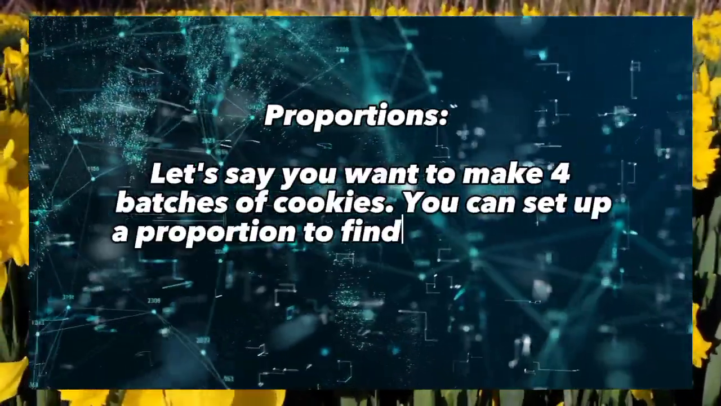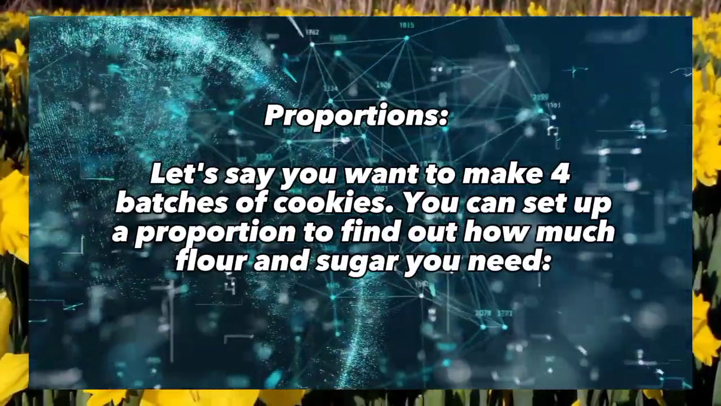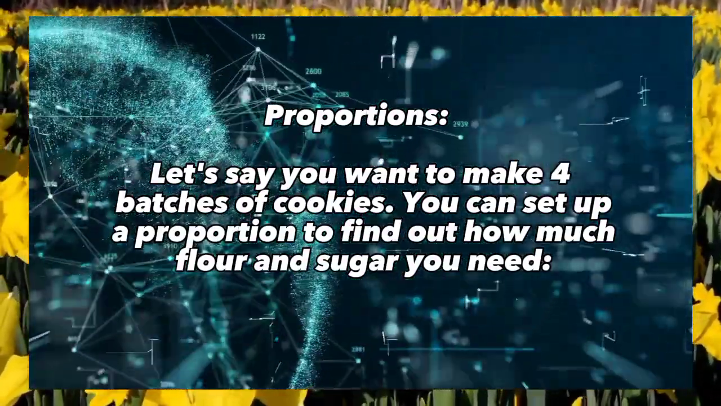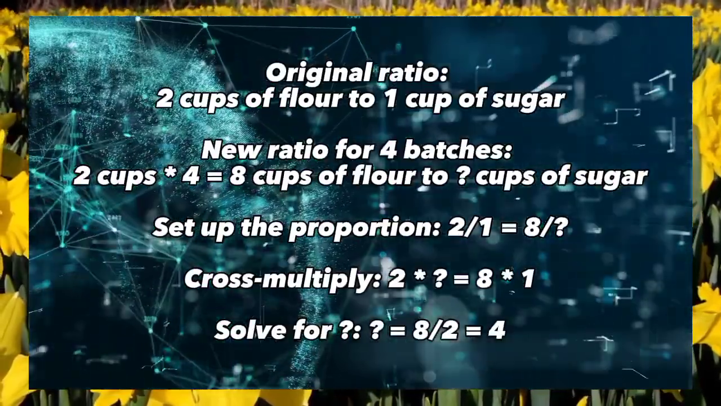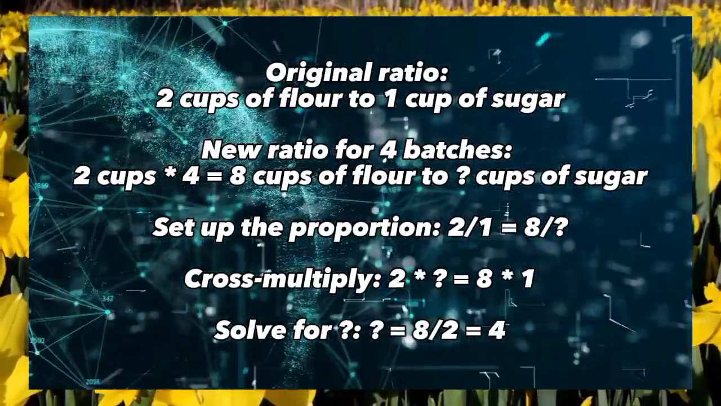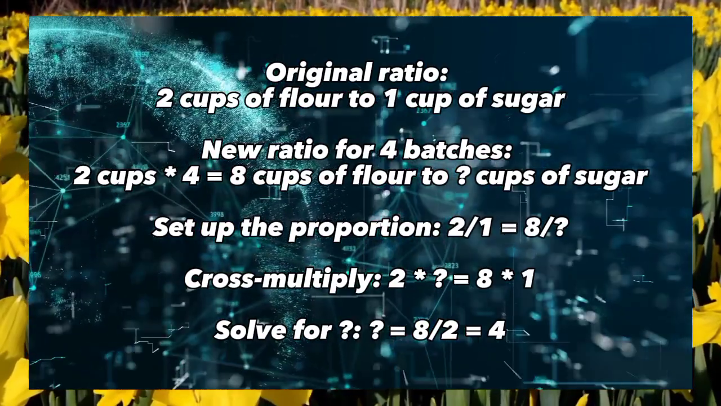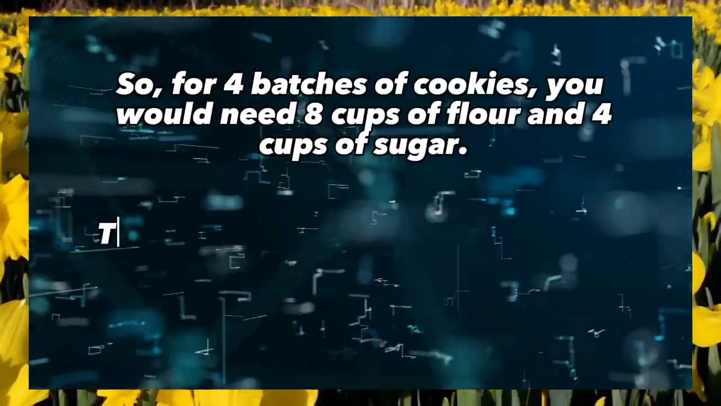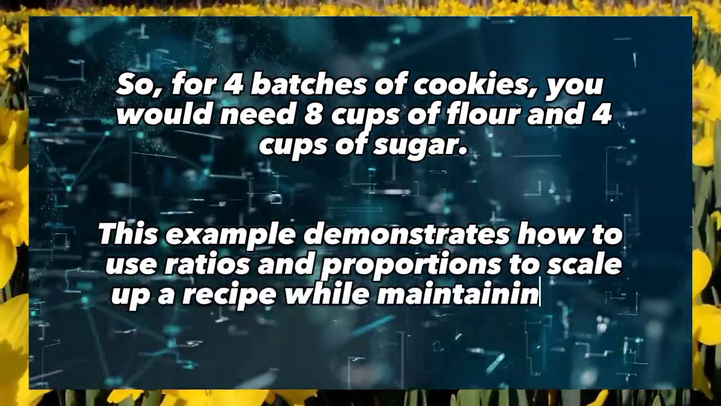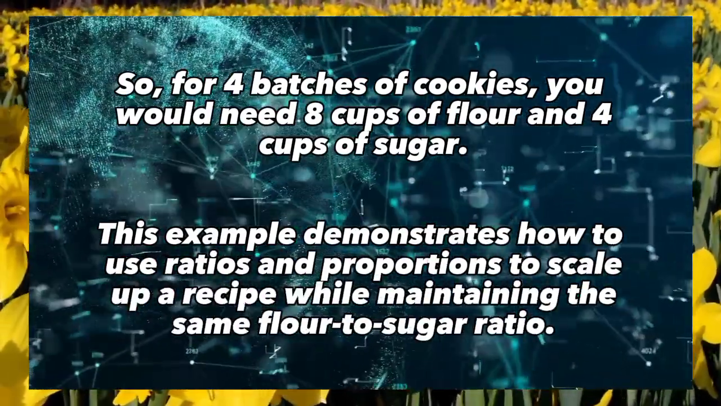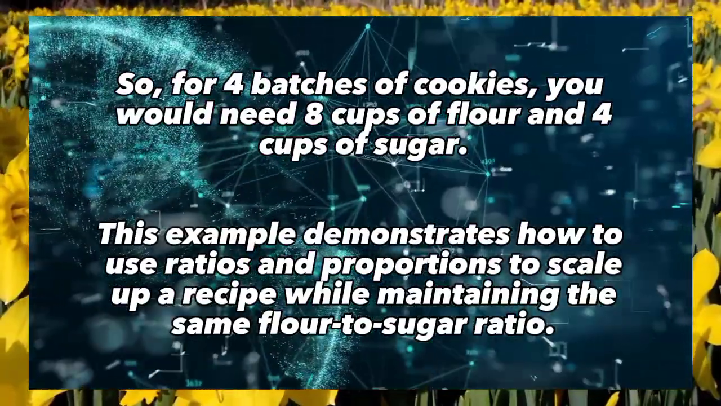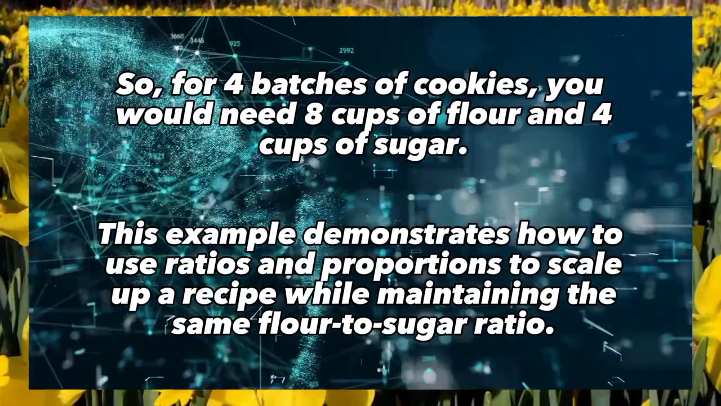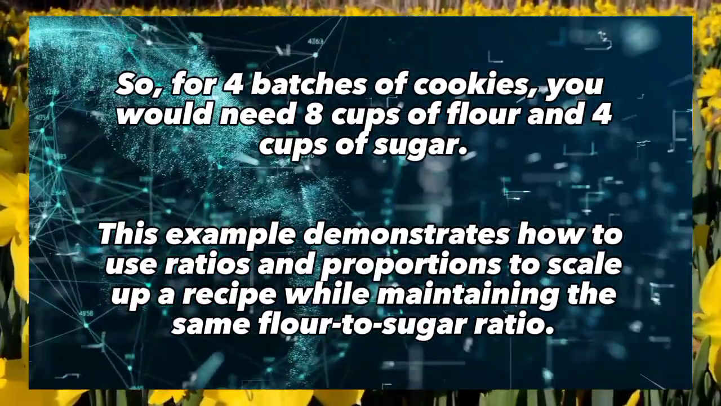Proportions. Let's say you want to make 4 batches of cookies. You can set up a proportion to find out how much flour and sugar you need. So, for 4 batches of cookies, you would need 8 cups of flour and 4 cups of sugar. This example demonstrates how to use ratios and proportions to scale up a recipe while maintaining the same flour to sugar ratio.